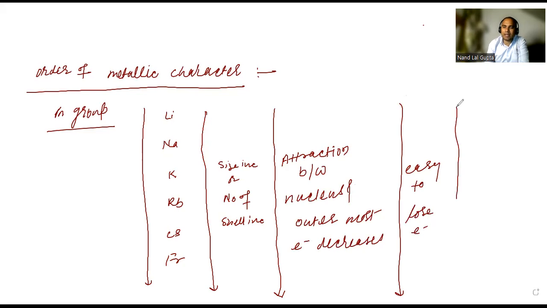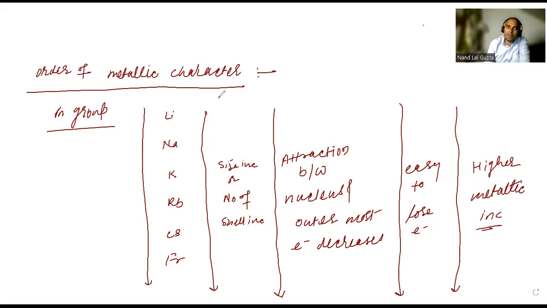And what is metallic character? You told me, tendency to lose electron. Greater the tendency to lose electron, higher the metallic character. Yes or no? Yes. So metallic character increases down the group. Okay, what will be there in the period?